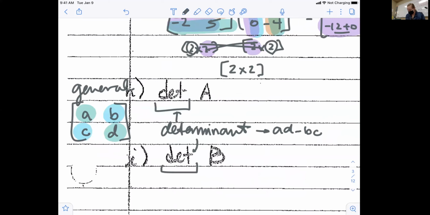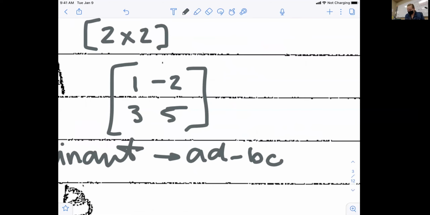Okay. So matrix A, I'm just going to rewrite that so I know what I'm doing. Matrix A is 1, -2, 3, 5. So when I do A times D, I get to do 1 times 5 minus B times C, -2 times 3.